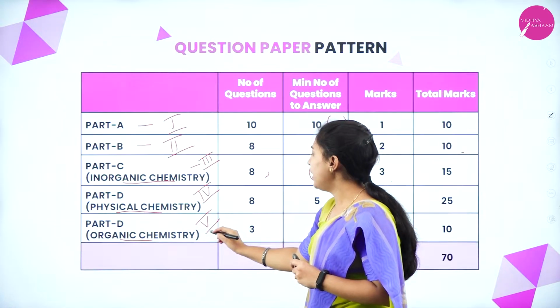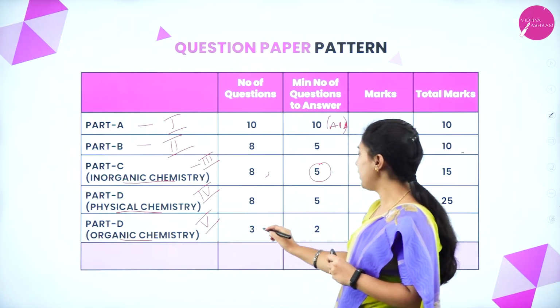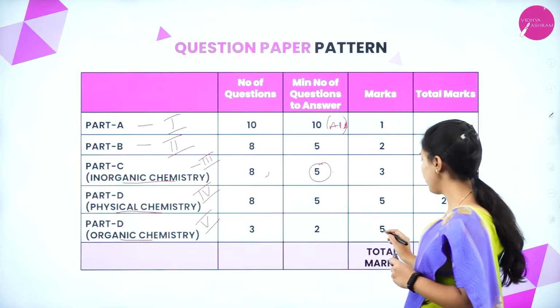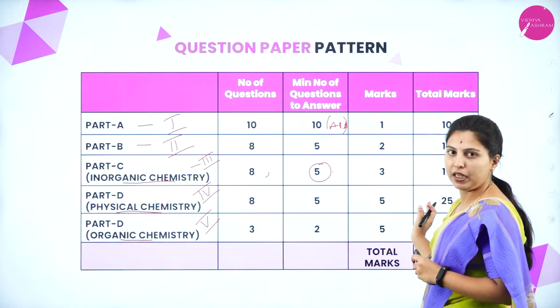Similarly, Part D contains the fifth main. It will be given 3 questions. We need to answer 2 questions. Each carries 5 marks. That will be 10 marks.